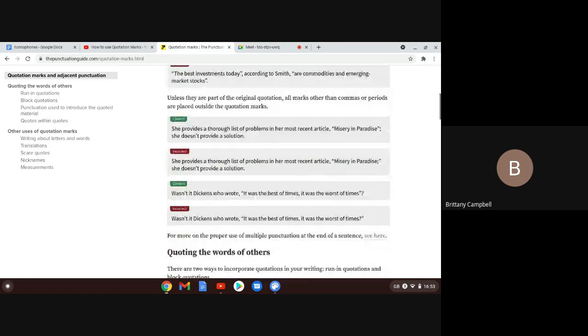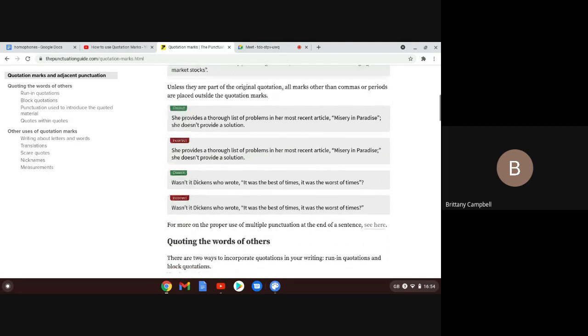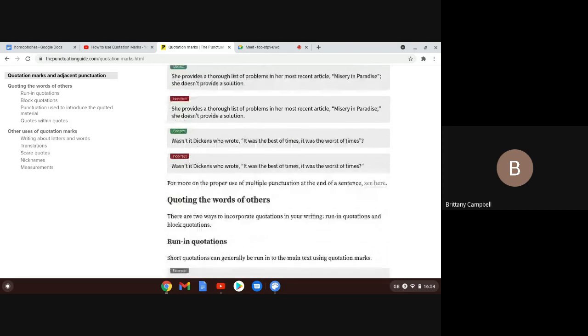Here we have another example. So wasn't it Dixon who wrote, "It was the best of times, it was the worst of times"? So the use of the quotation mark there, you're able to see that this is what has been stated, the direct quote. Any questions? Any concerns? No? Yes? Can we move on? Okay.